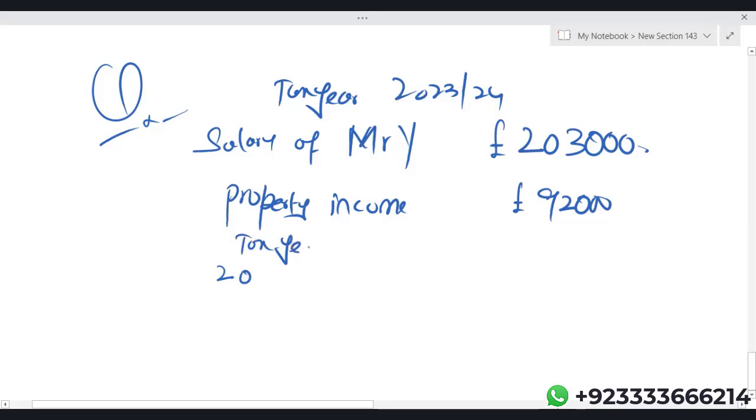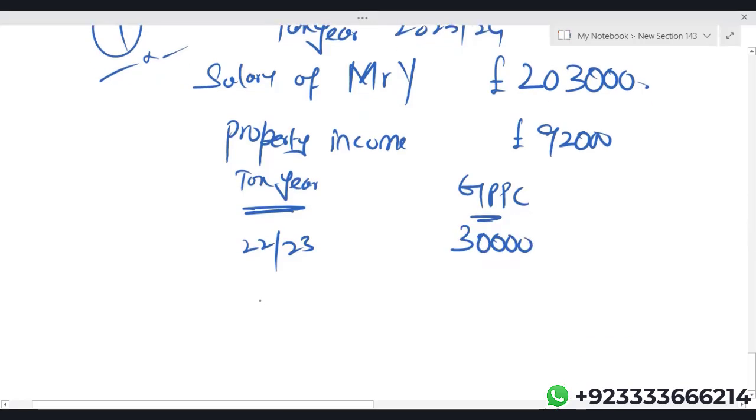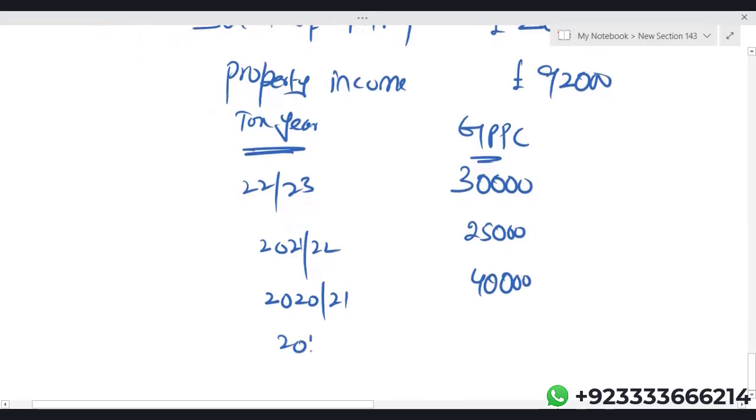Tax year and gross PPC. 22-23, gross PPC is 30,000. 21-22, gross PPC is 25,000. 20-21, gross PPC is, let's say, 40,000. 19-20, gross PPC is 20,000.